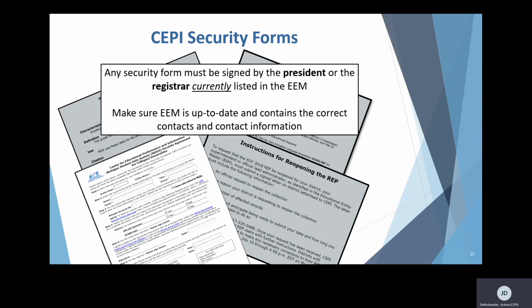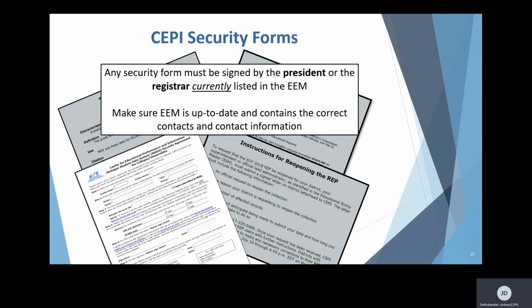One other thing regarding the security forms. Since all security forms need to be signed by the correct contact listed in the EEM, I highly recommend that you have at least 2 authorized users. Otherwise, you can become stuck in a catch-22 style loop. If your only EEM authorized user has departed, you would need the president or registrar to sign a security form for the new user. But the contacts listed in the EEM are out of date, so your security form is rejected and sent back.